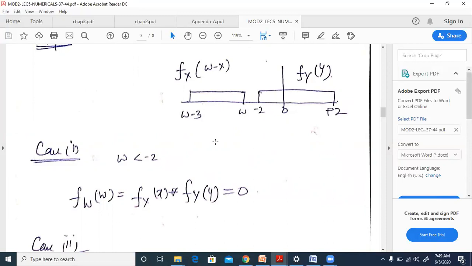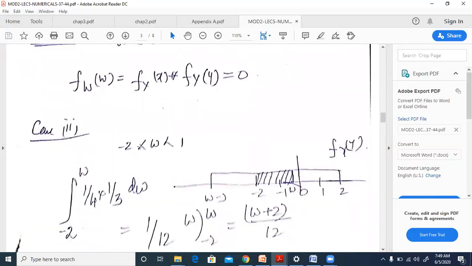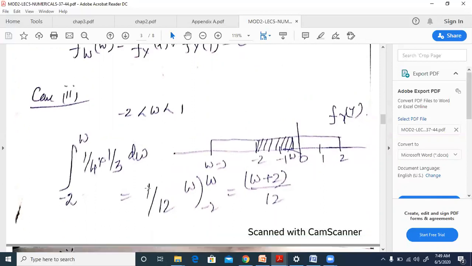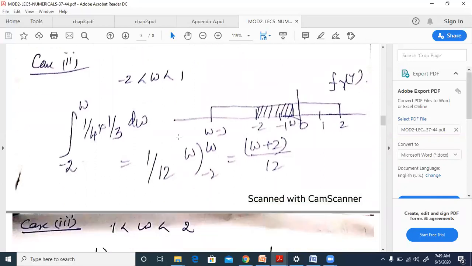So from minus 2 to 1, there will be a partial overlap. That partial overlap will look something like this, from minus 2 to w. So the limits of integration here should be minus 2 to w, of 1 by 4 into 1 by 3, dw or dx or dy, either of those. Then if you solve that, you'll get 1 by 12. Then the integration of dw will be w, with limits w and minus 2, and that will give us w plus 2 by 12.